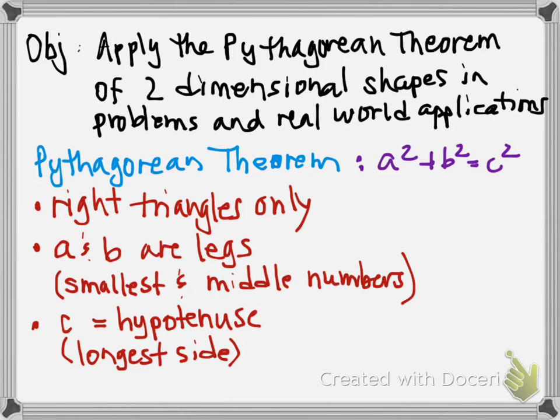So if I drew a picture of a right triangle, we have A, B, and C. Now, I just, by nature, apply the smallest side to A, the middle side to B, and the longest side is C. Now, that's going to really come into play when we talk about the converse of the Pythagorean theorem. So if you get a system down for how you label A and B, then you just keep consistent every time you solve a problem. Okay?